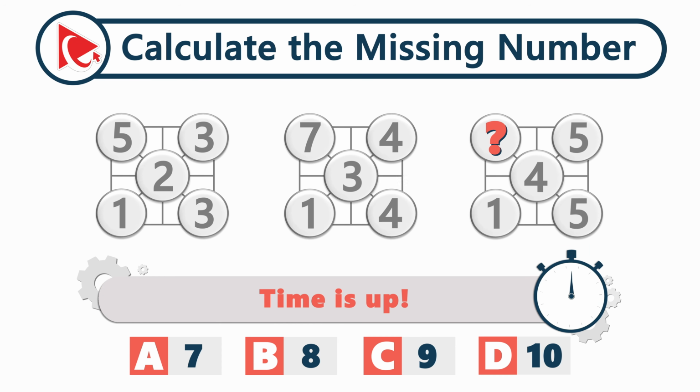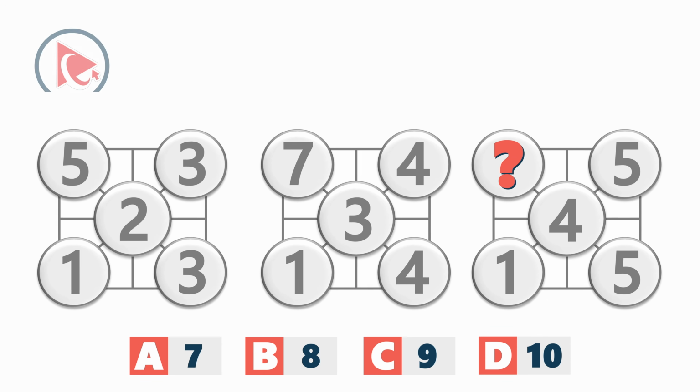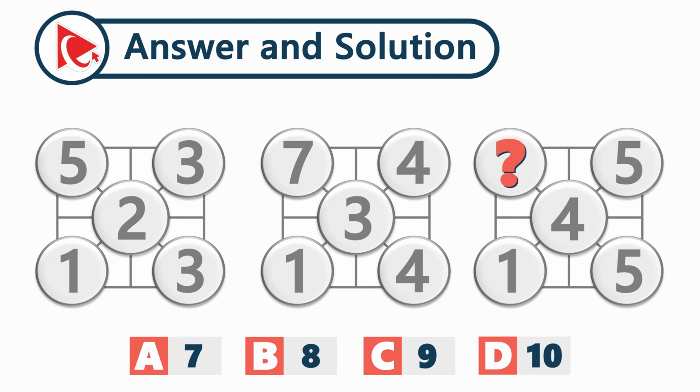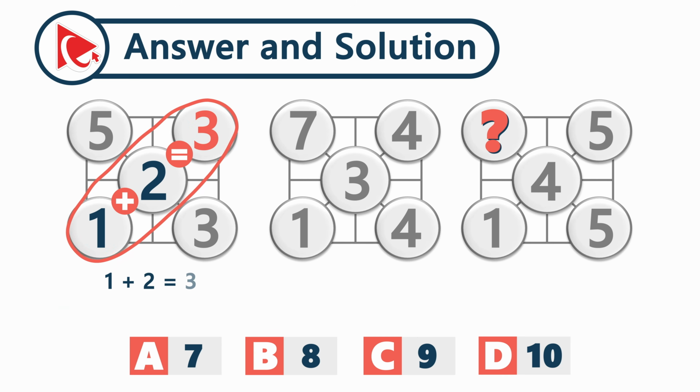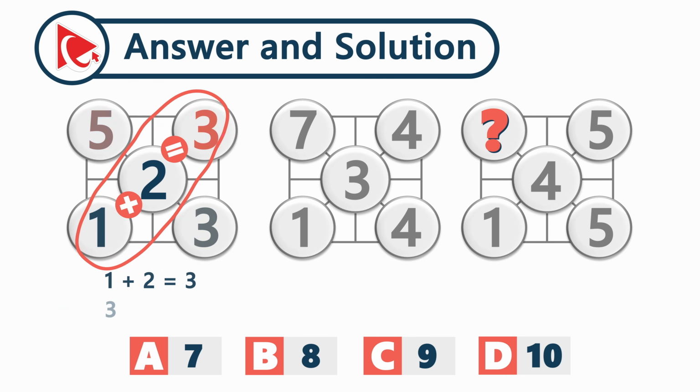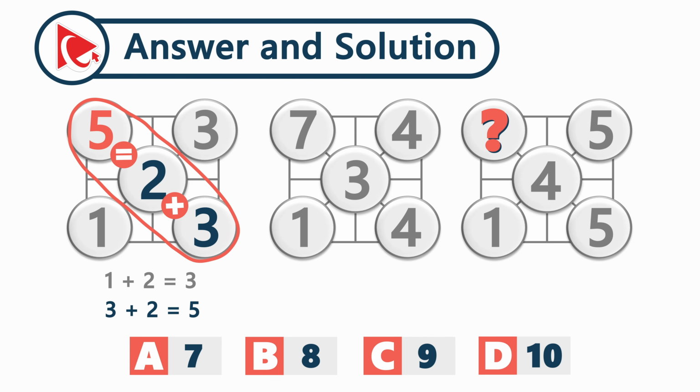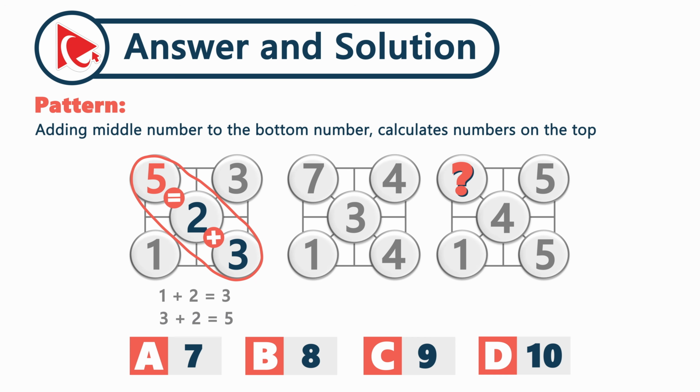Time's up. Are you ready with your solution? I hope you are, since the pattern here cannot be any simpler. Let's look at the numbers in the first square diagonally. 1 plus 2 equals 3, and 3 plus 2 equals 5, which means that adding the middle number to the bottom numbers calculates the numbers on the top.